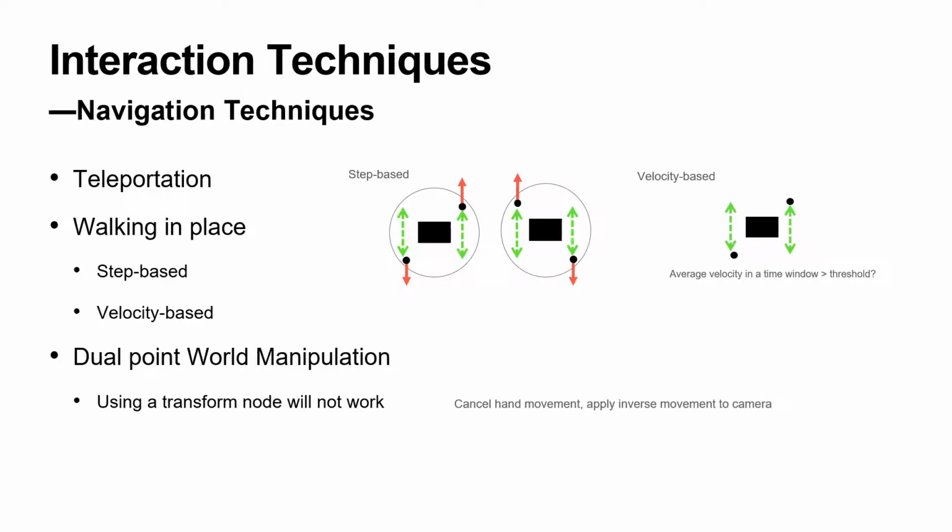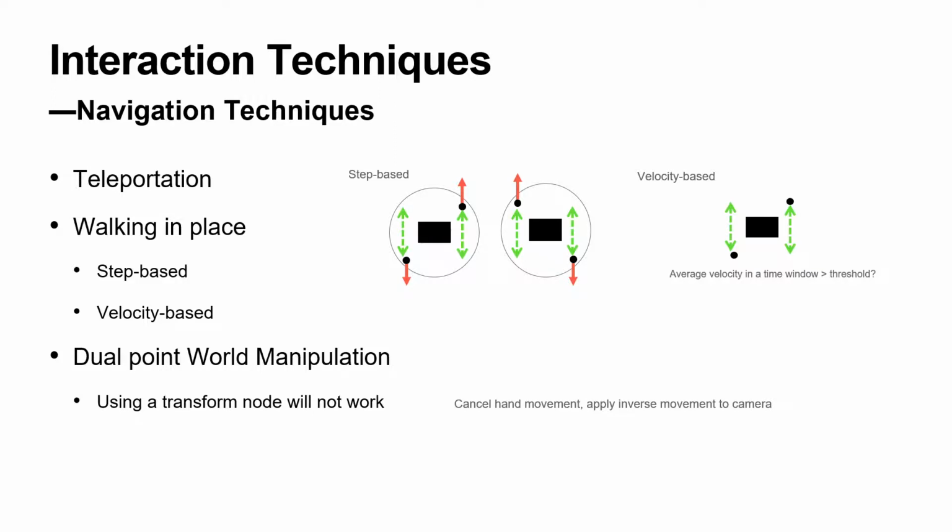Our definition of one step is when both the left and right controllers exit a certain radius away from the HMD. This approach does work, but the radius can vary greatly among different players depending on the way they walk. Therefore, we switched to another approach based on the average velocity of the controllers in a short time window. If the average velocity is greater than the threshold, we consider the player to be walking and we translate the player forward. By tuning the length of the time window and the threshold, we were able to find a value that works for all the players we tested on.